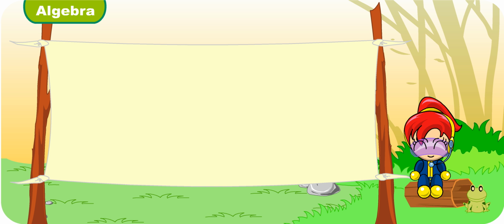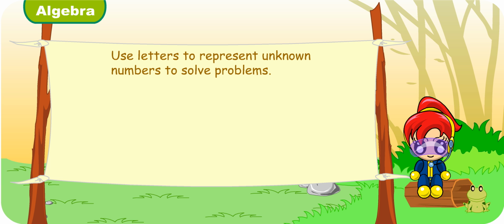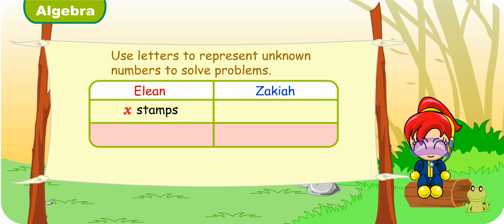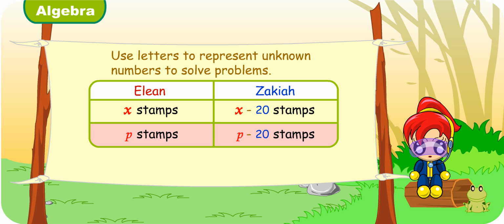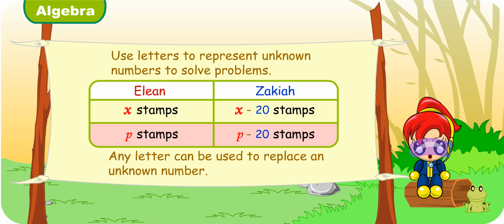You have answered your own doubt, Turbo Girl. In learning algebra, we use letters to represent unknown numbers to solve problems. Here, we use X to represent the number of stems Eileen has and X minus 20 to represent the number of stems Zakia has. Now, if Eileen has P stems, how many stems does Zakia have? That's easy. She has P minus 20 stems, teacher. Does it mean that we use any letter in the alphabet in place of unknown numbers? Clever girl! You have said what I want to say.